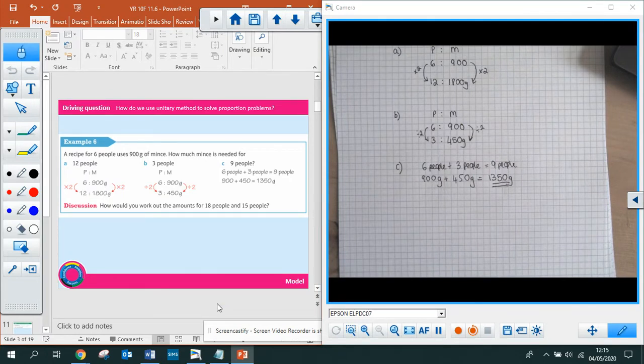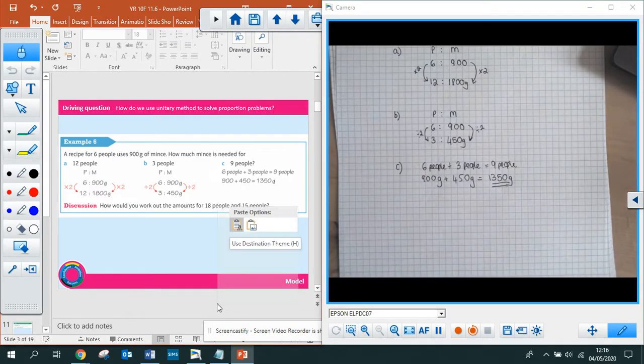Okay, so then it's got the discussion point that we're not really going to look into too much, which is how would you work out the amounts for 18 people or 15 people. Okay, you would try and find ways to use the information that you've got. So for 15 people, you can do the 12 people plus the 3 people. And for the 18 people, you could double the 9 people, okay? Because 18 is double 9. Okay? So that's how we're starting with these examples.